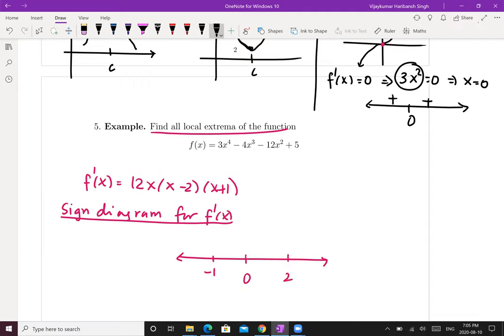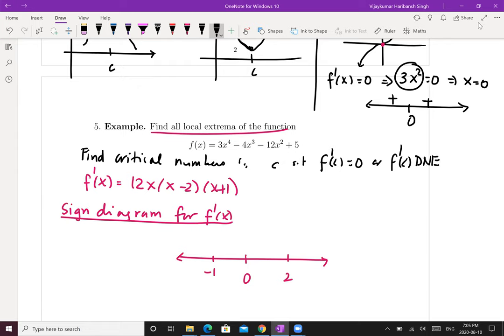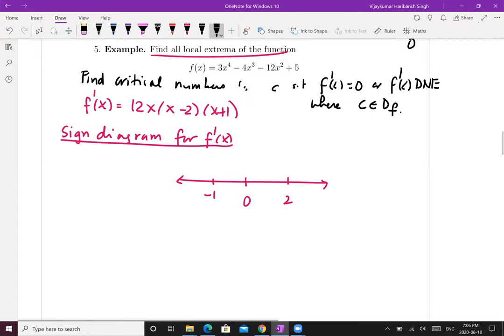So step one is to find critical points or critical numbers. That is, c such that f prime c equals zero or f prime c does not exist, where c belongs to the domain of the function. Note that critical numbers are the only numbers which can be a local maximum or local minimum. They come from the domain of the function, and at those points the derivative is either zero or does not exist.